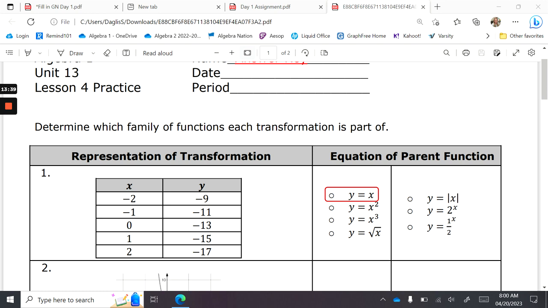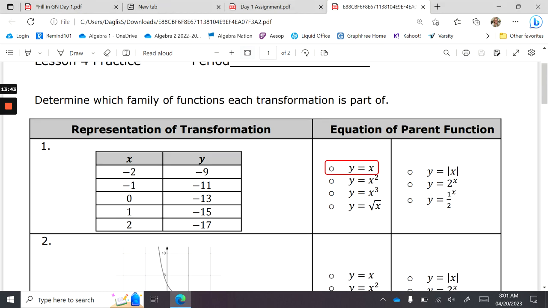How do we know this was y equals x? It has a constant rate of change. Yes, look at that. Each time I move up in my x values, what are my y's doing? From negative 9 to negative 11, minus 2. To negative 13, minus 2. To negative 15, minus 2. So you're subtracting 2 each time. That is a constant rate of change. That is a slope. So that was going to be our parent function of y equals x, which was our line that had a slope. Good.